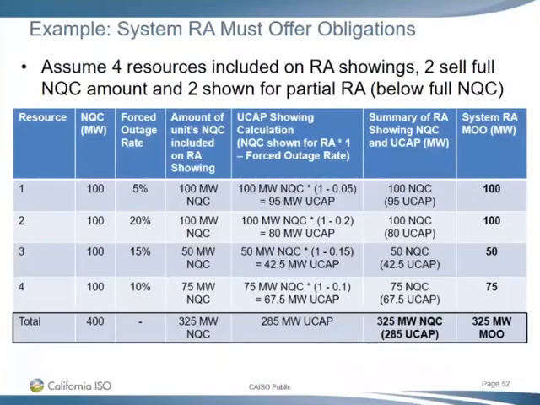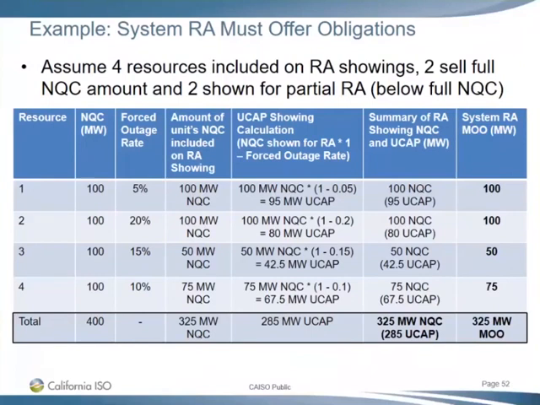So this next slide has an example of system RA must-offer obligations just to show how the must-offer obligation is tied to the NQC and also what it would look like if a resource is only shown for partial RA. So in this example, we have 4 resources, 2 sell the full NQC amount and 2 only sell for partial RA. And then in this example, all the resources have an NQC of 100 megawatts.